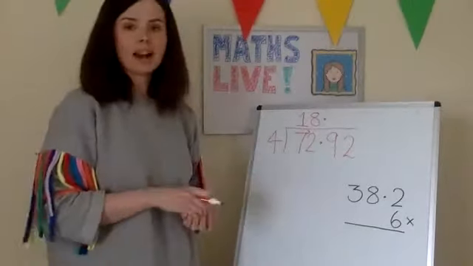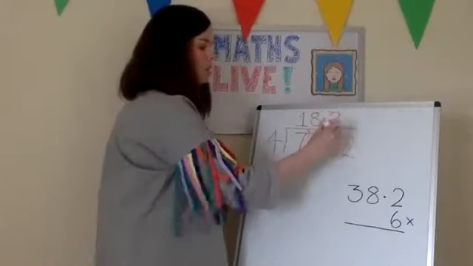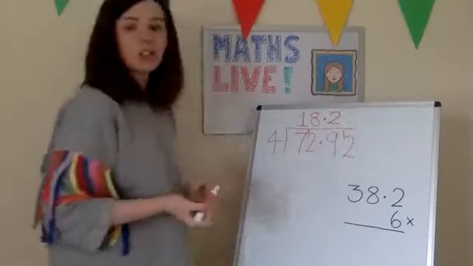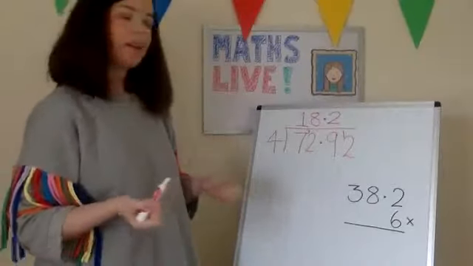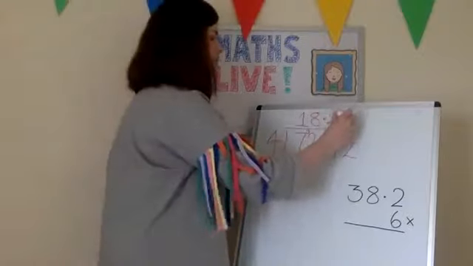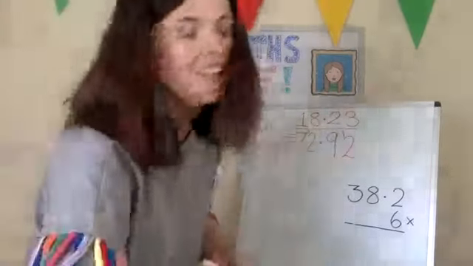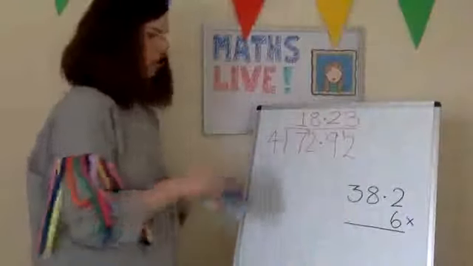How many 4s are in 9? Well, 2 4s are 8, and then we've got 1 left over, which makes our 2 then becomes 12. And how many 4s are in 12? 3. So the first answer is 18.23, and I have seen that pop up a lot, so well done.